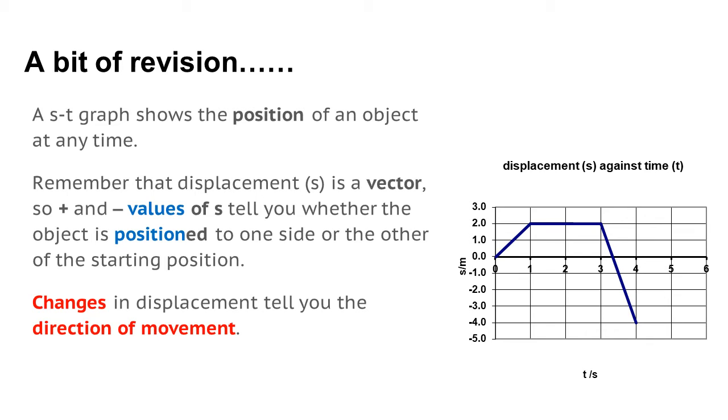So in this first case, between 0 and 1 seconds, the displacement is becoming more positive. It's increasing. Think of it as a number line if you want, and it's moving to the right in that number line. It's going 1, 2, 3 in that direction. Because of this, I can say that it's moving to the right. It's moving in a positive direction.